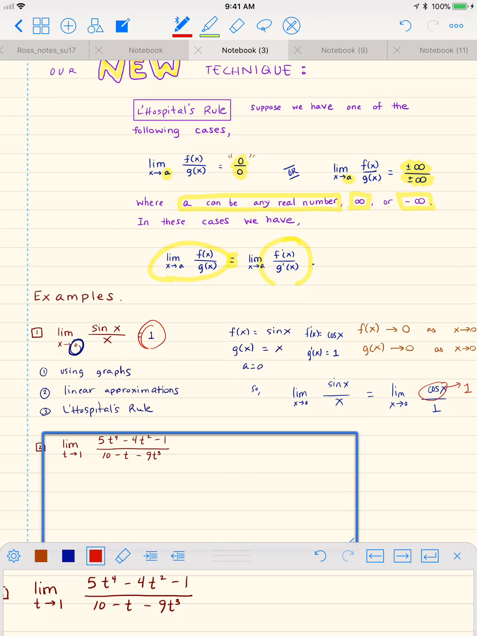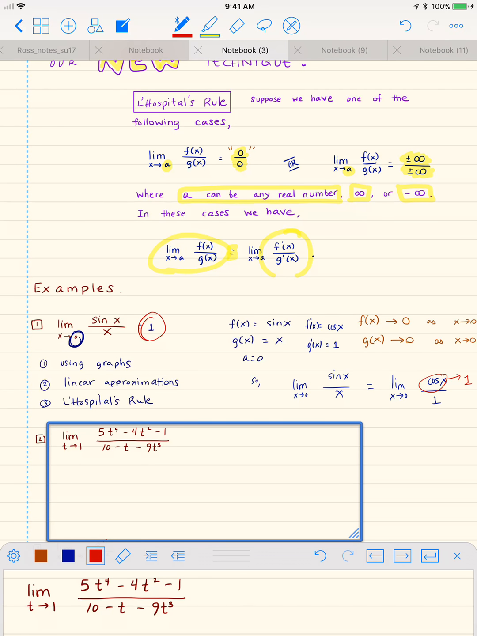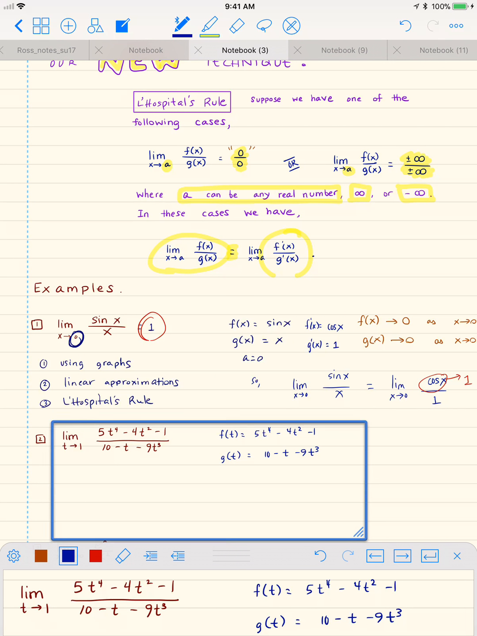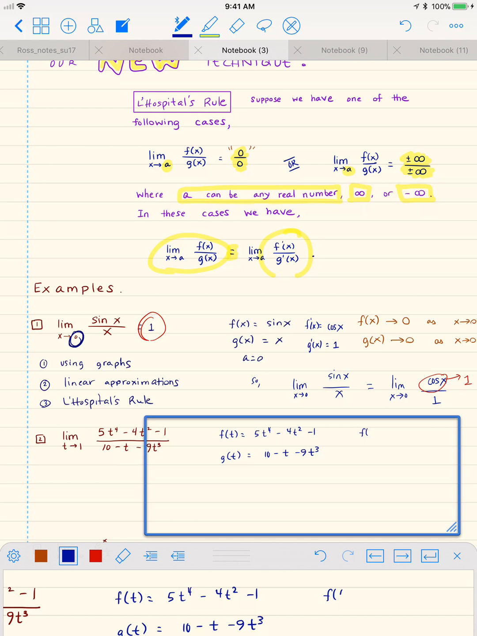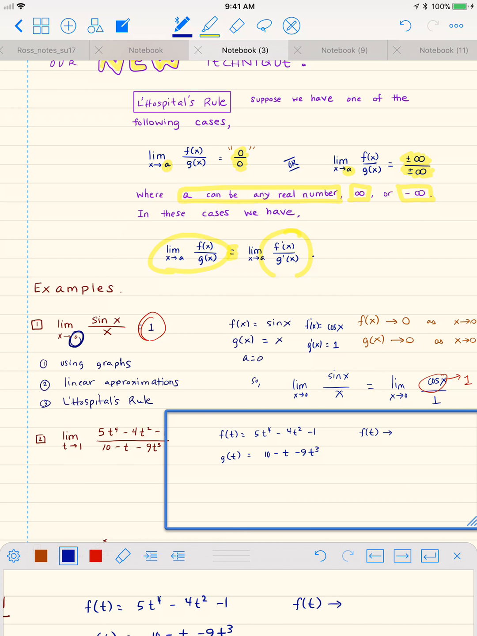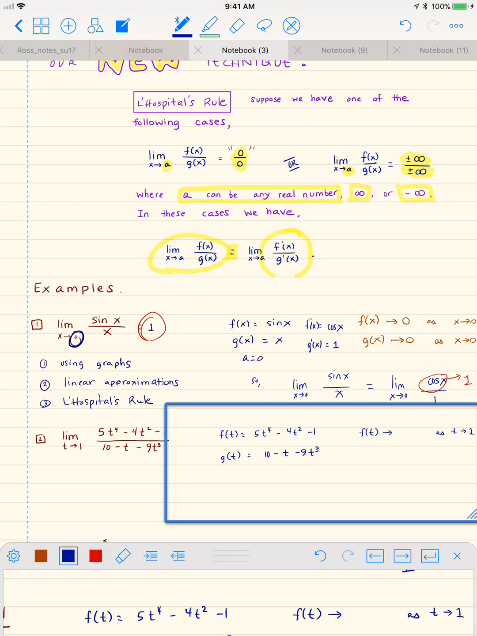Let's do another example. So here, the limit as t approaches 1. Let's see here. So our f of t is going to be the numerator, 5t to the fourth minus 4t squared minus 1. G of t is equal to 10 minus t minus 9t cubed. Now f of t goes to what as t goes to 1? Well, let's just plug it in here. As t goes to 1, that's going to go to 5. That's going to go to 4. And then, so yes, we'll get 0. F of t goes to 0.